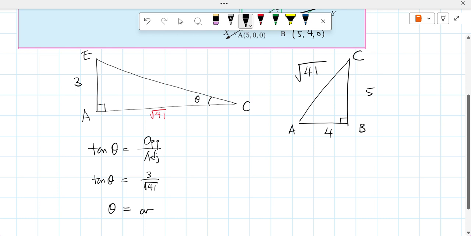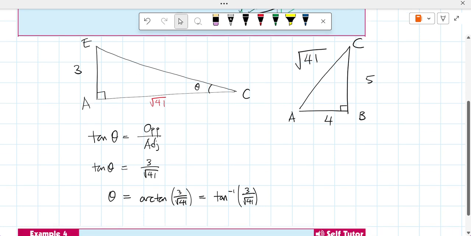So doing the arctan on both sides, or in other words, doing the tangent with a -1, or inverse of tangent. And let's use the calculator to approximate this value into 366.